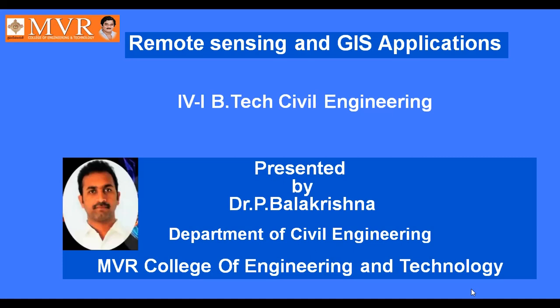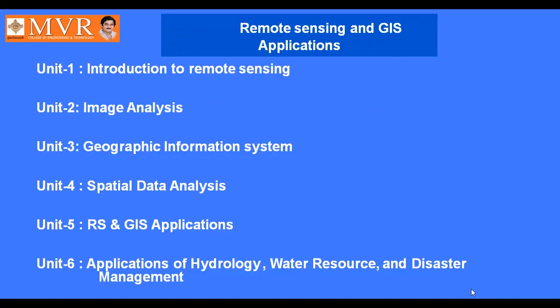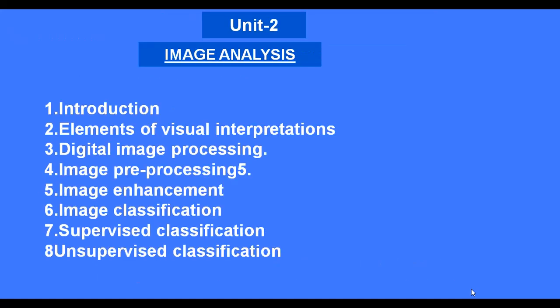Till now we completed the first unit, introduction to remote sensing. Now we are entering the second unit, image analysis. In the second unit, image analysis, we have 8 topics: introduction, elements of visual interpretation, digital image processing, image pre-processing, image enhancement, and image classification. Classification is of two types: supervised and unsupervised classification. Today we are going to discuss the introduction.